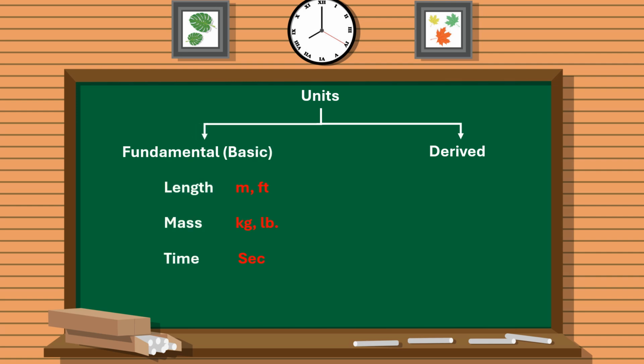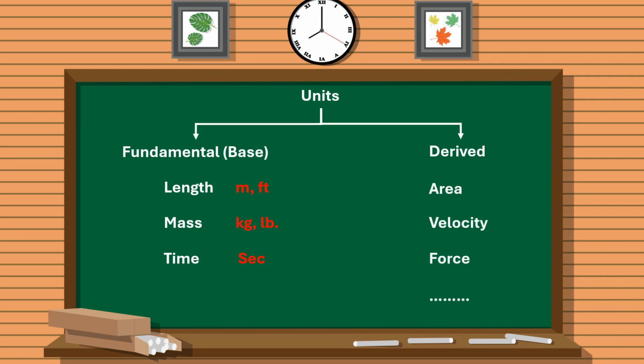Now, let's talk about basic units, the core measurements that define our world. Length, measured in meters, m, or feet, ft. Mass, measured in kilograms, kg, or pounds, lb. Time, measured in seconds, s. These three units are everywhere in science, math, and daily life. But what happens when we combine them to make even more useful measurements?